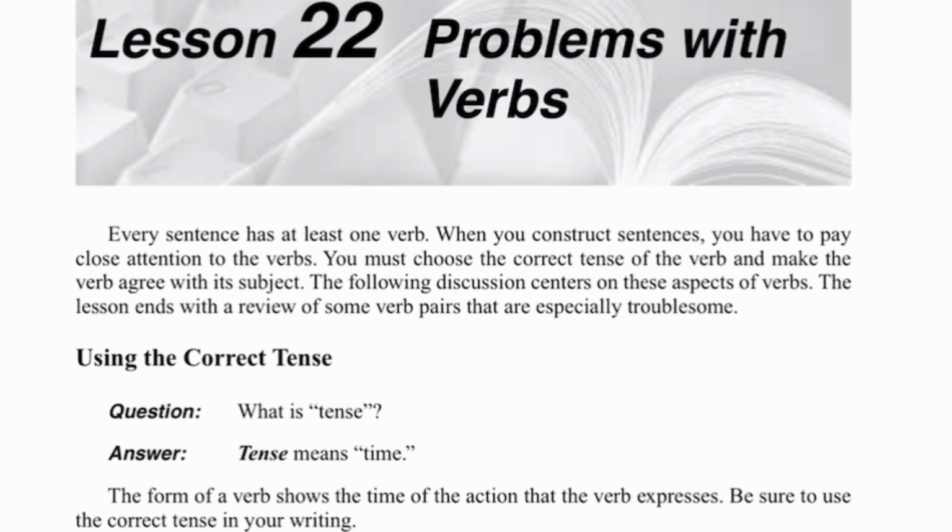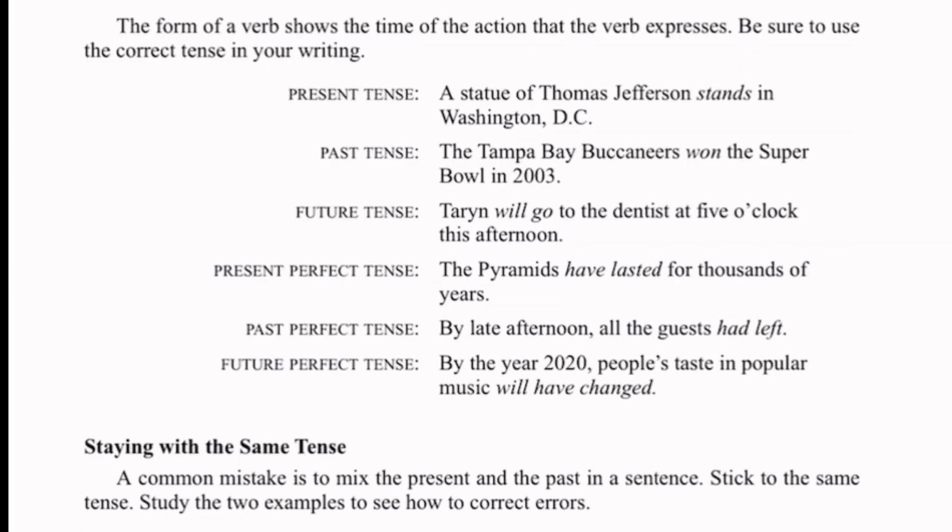Let's look at the examples that we have. Present tense: A statue of Thomas Jefferson stands. The stands there is simple present tense. Stands in Washington, D.C. Then the past will be what? Stood. Past tense: The Tampa Bay Buccaneers won the Super Bowl in 2003. Why is it won? Why not wins? Because we are talking about 2003, which is in the past. What about future? Tim will go to the dentist at 5 o'clock this afternoon.